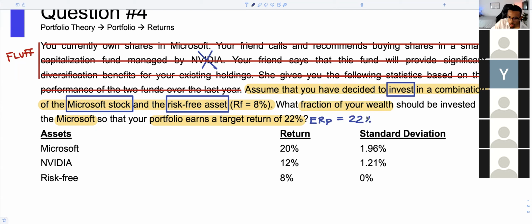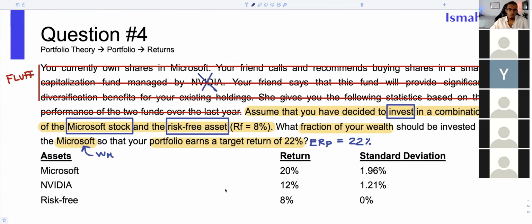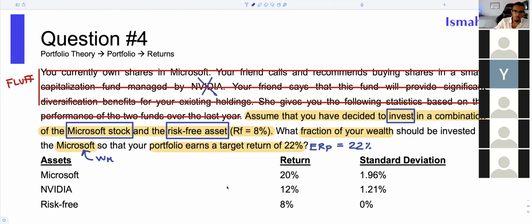All right? How do we get there, and how much do we need to invest in Microsoft? So what will be our weight in Microsoft? That's what we're asking you, okay? But before we take the next step, I'm just going to highlight a very important formula for everybody here, okay?